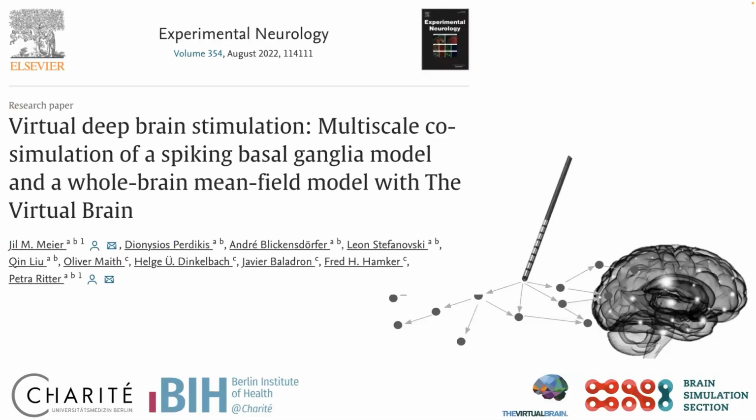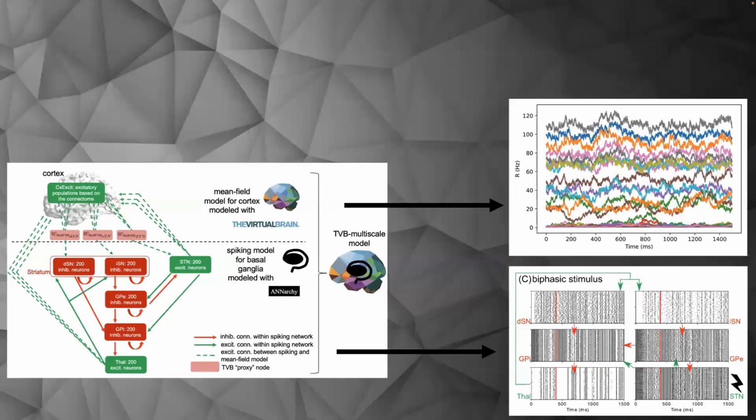And we have used the TVB Anarchy interface for the first study we published with the TVB multiscale co-simulation. This was a case where we modeled virtual deep brain stimulation for the spiking basal ganglia model. I will not go into details of the study. I just want to briefly show you how it looks. In this study, we modeled the whole brain and specifically the cortex in TVB, while we had a more detailed and complicated model of the basal ganglia with different populations and their specific connectivity.